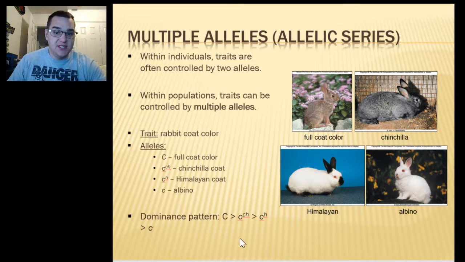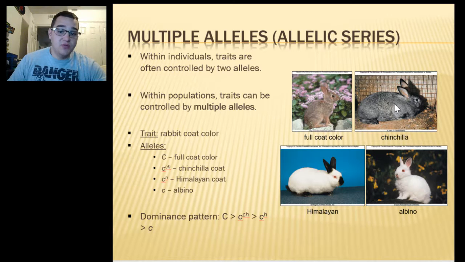It's an order, it's a chain. As you can see, C is most dominant, and then the chinchilla pattern is next most dominant, and then the Himalayan is kind of medium recessive, and the most recessive is the albino. And so if you cross a full coat with an albino, all the kids are going to turn out full coat. If you cross full coat with anything, you're going to have heterozygous, and it's going to be full coat.